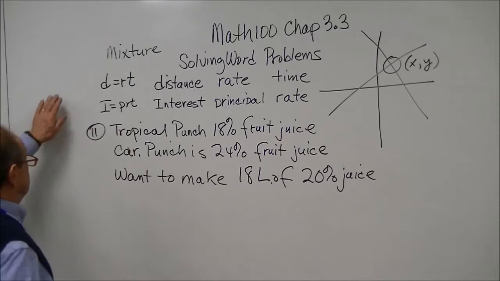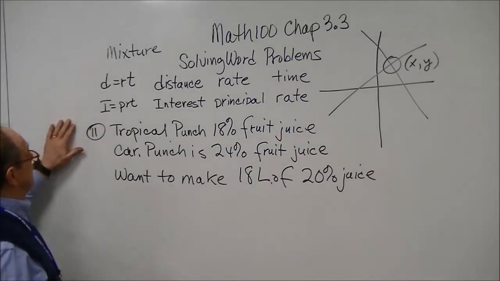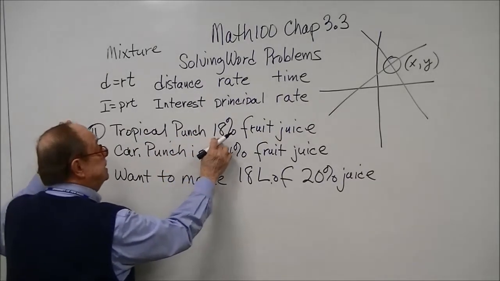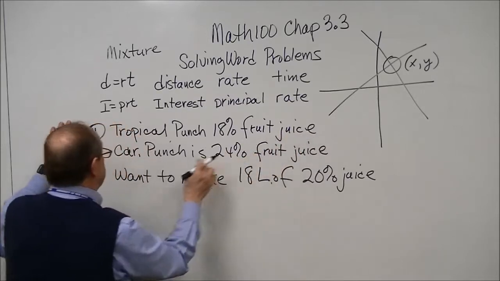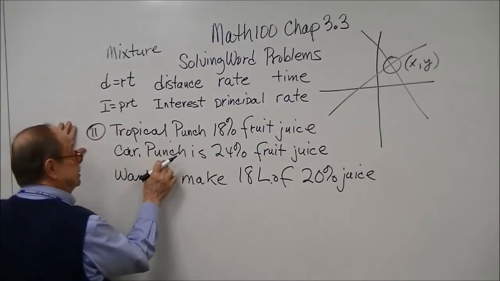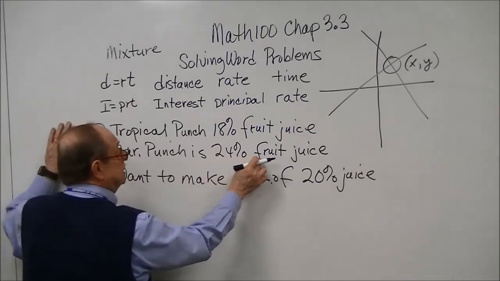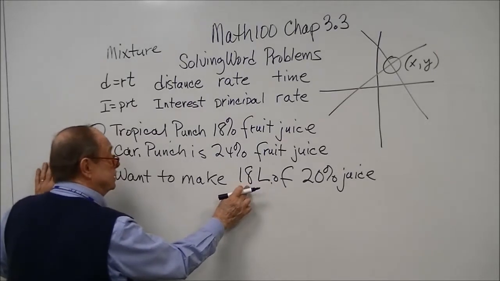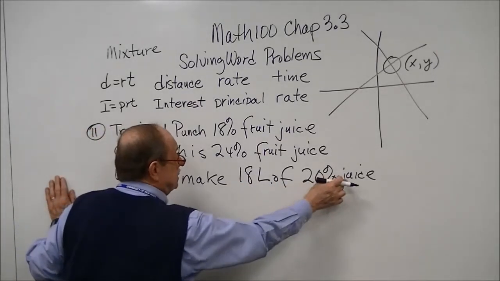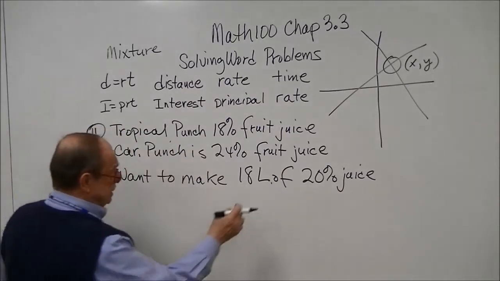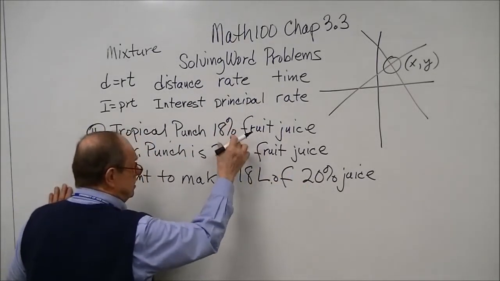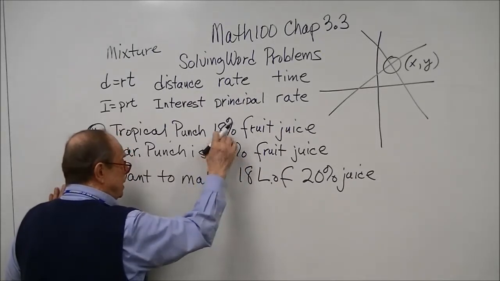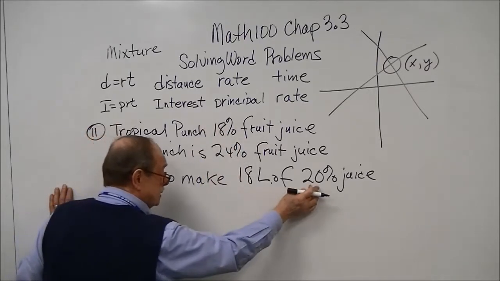Again, this is a typical mixture problem. Here we're mixing tropical punch, that is 18% fruit juice, with Caribbean punch, which is 24% fruit juice. And we want to make 18 liters of 20% juice. So notice the 20% is sort of in the middle. This is more concentrated. This is less concentrated. We're going to need some of each to get something in the middle.